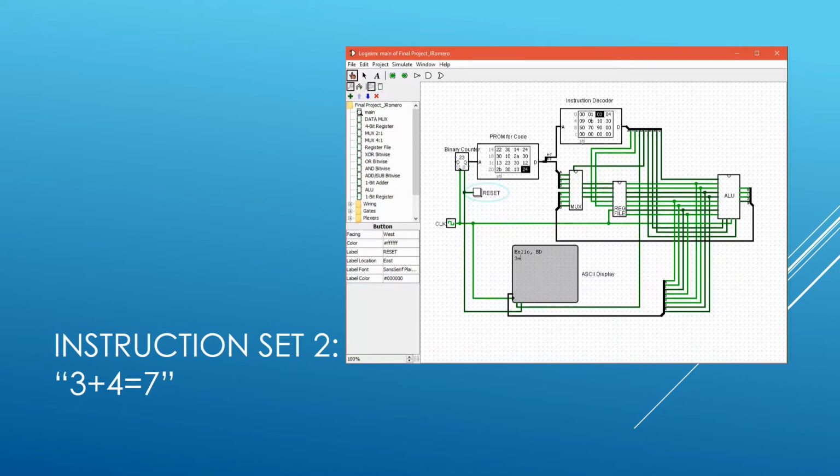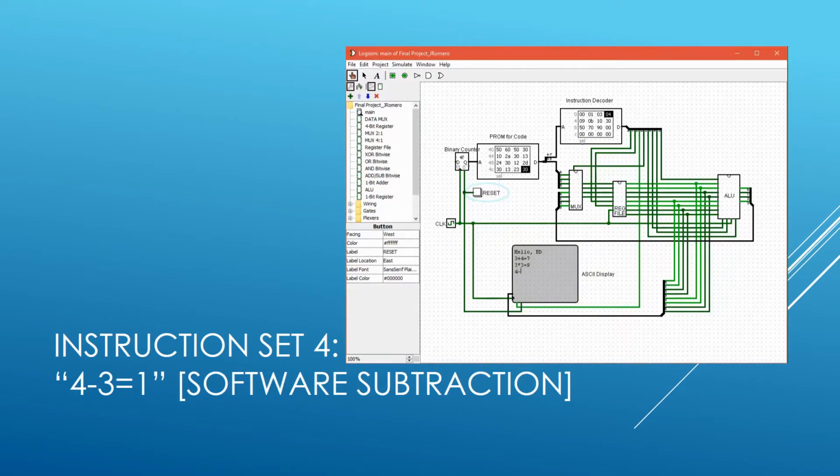The second set of instructions computes 3 plus 4 using the ALU and the register file, which stores the 3 and the 4, and the ALU then computes the result of 7. In the third set of instructions, we add and multiply, computing 3 plus 3 times 3 using the ALU. The fourth set of instructions does the software subtraction of 4 minus 3, which results in 1.